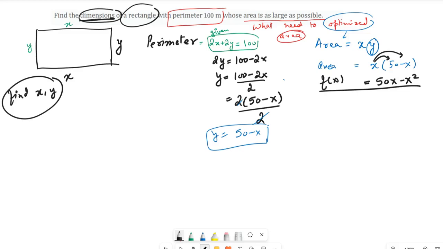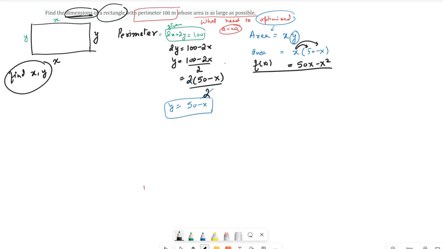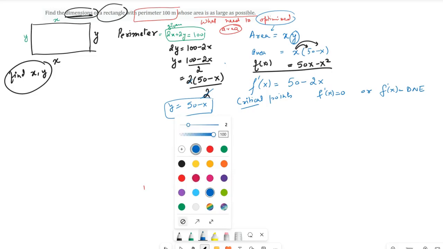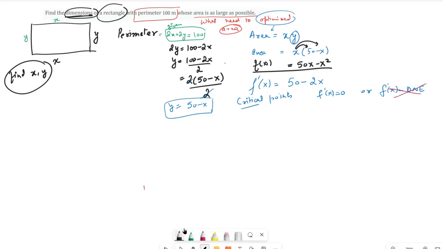This is my function which I need to optimize. Once I have the function which I need to optimize, I can apply my calculus now. What does calculus say? Find the first derivative. The first derivative is 50 minus 2x. Then find the critical points. Critical points come from f prime of x equal to 0 or f prime of x does not exist. We do not need to check where it does not exist. Why? Because this is a polynomial. So 50 minus 2x is equal to 0. 2x is equal to 50. x is 25. We have our critical point.